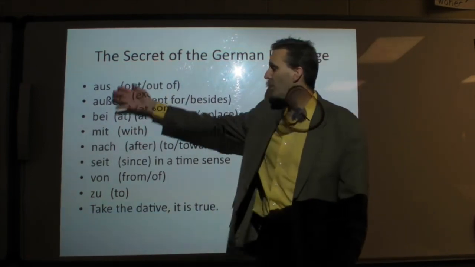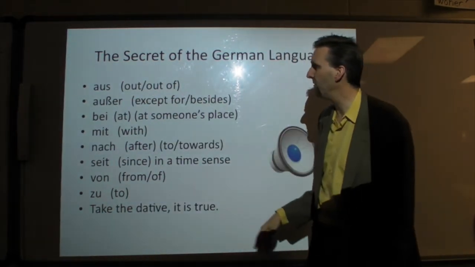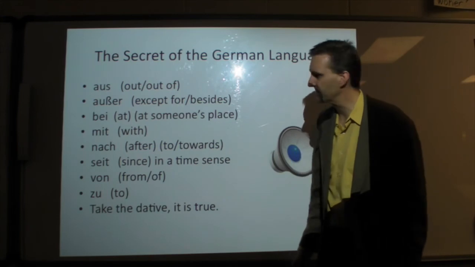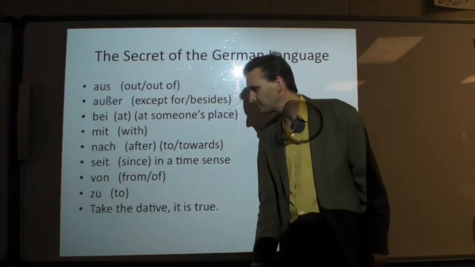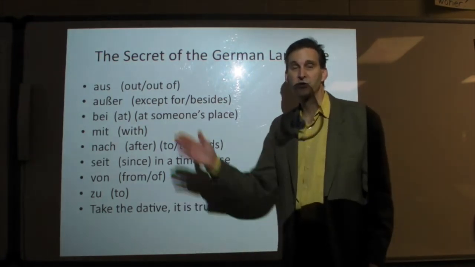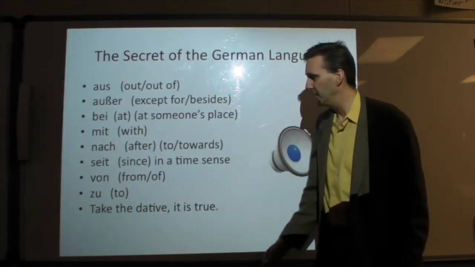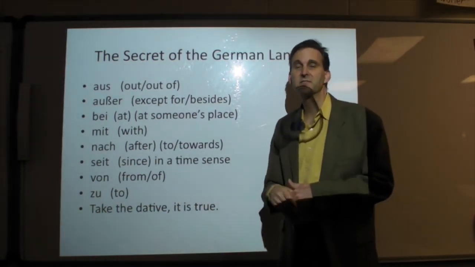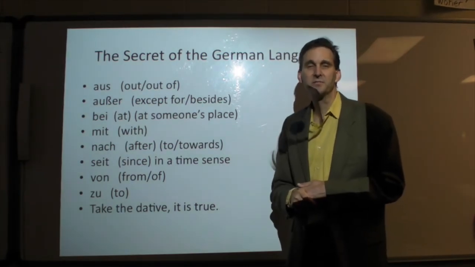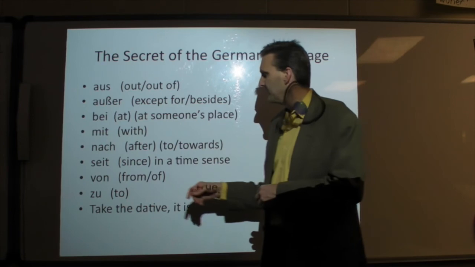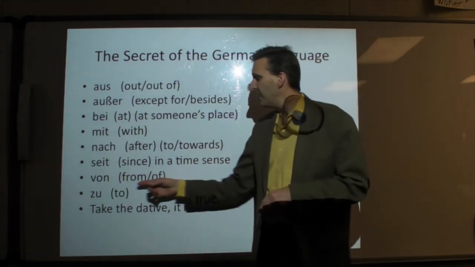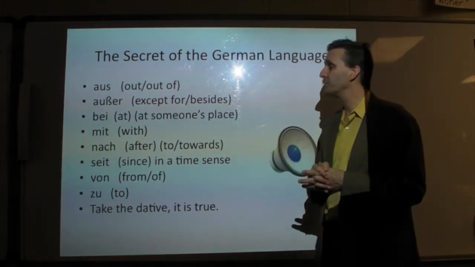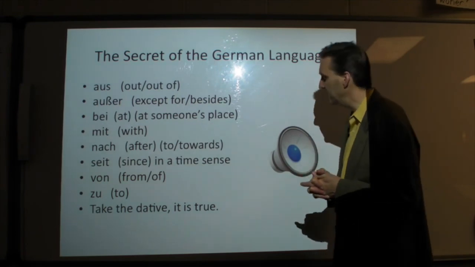Alright? So, hopefully you know some of these. Aus, out or out of. Außer is except for, besides. Bei is at, like at somebody's place, okay? Mit is with. Nach is either after or to or towards, as in I'm going to Germany or something like that. Seit we haven't worked with much. That's since in a time sense, since a month, or since last week, something like that. Von, from, and zu, everybody uses that too, very common one. They take the dative. So once again, aus, außer, bei, mit, nach, seit, von, zu, take the dative, it is true.